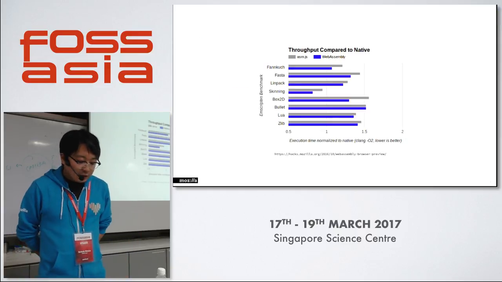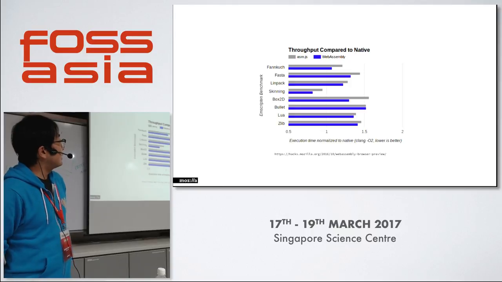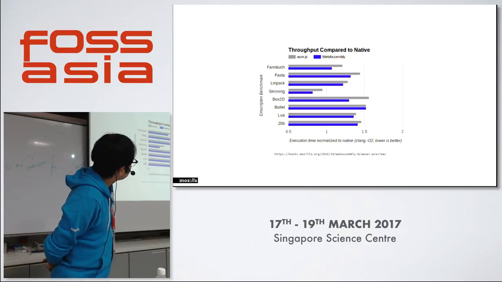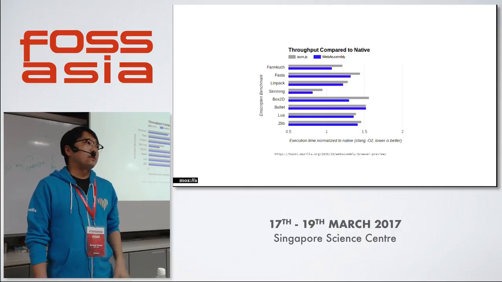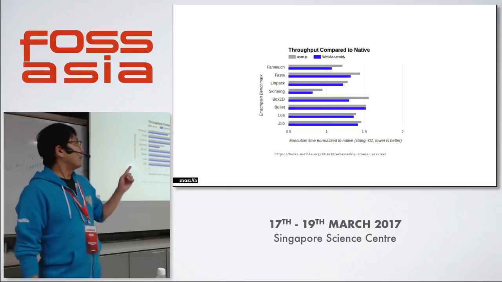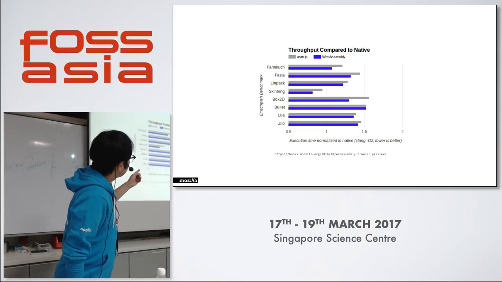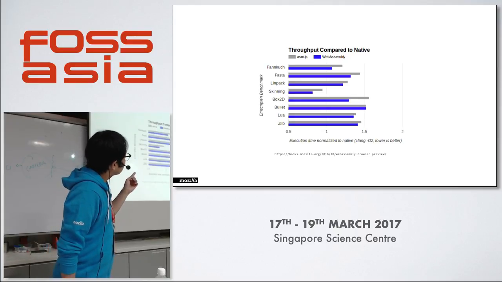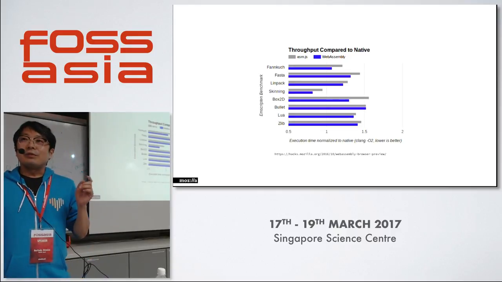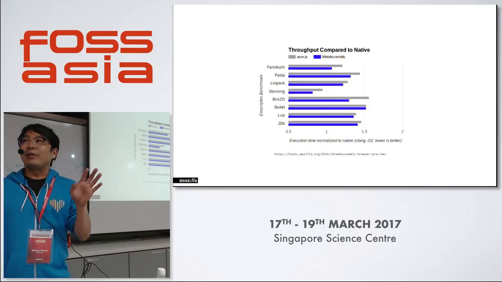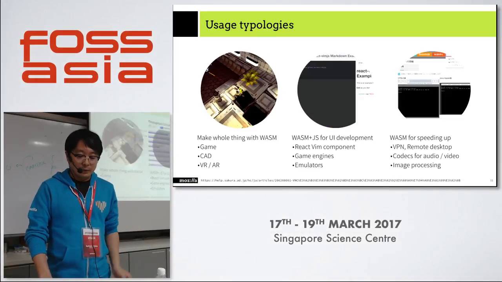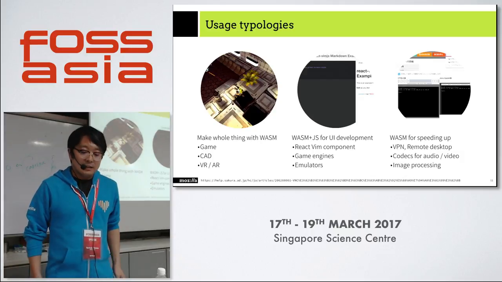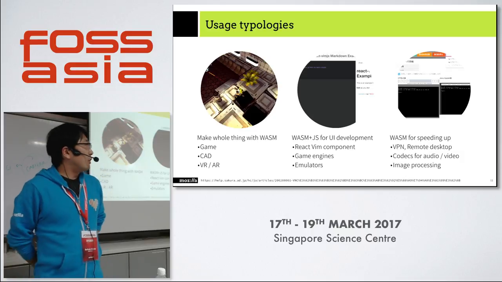As for execution performance, this graph describes the performance relative to native execution, where 1 is the result of native benchmarks. We can see WebAssembly had a 30% or 50% penalty against native code, so up to 50% slower than native code. But it's relatively quick in execution, so we can use it for things like encryption. And here are typical uses.